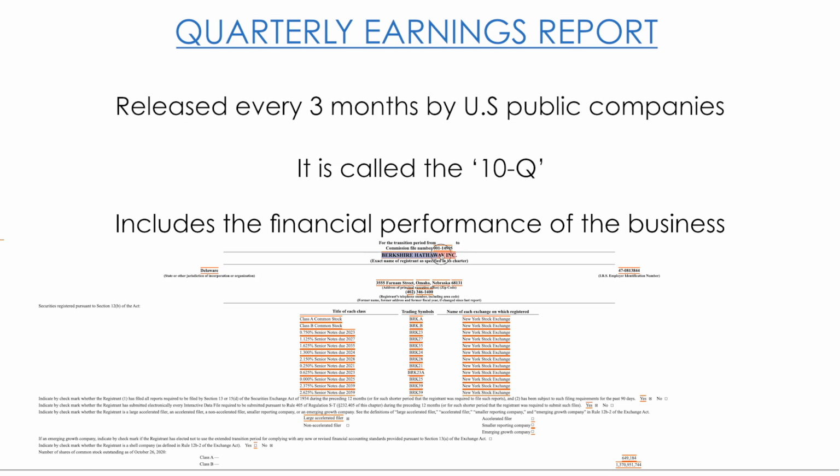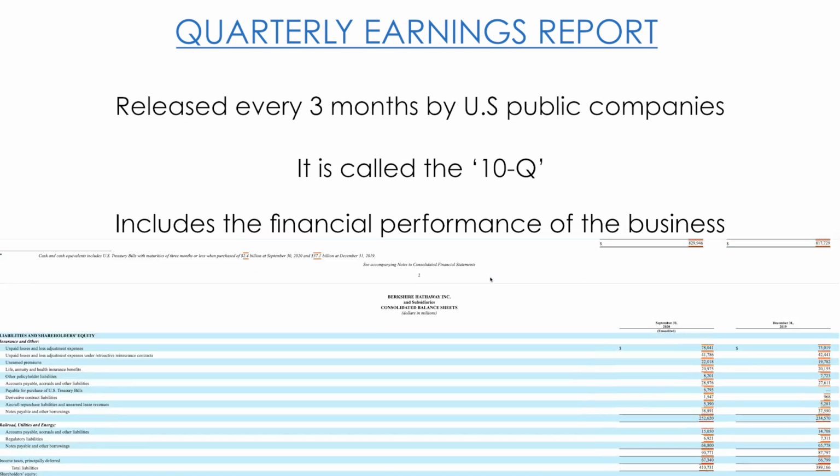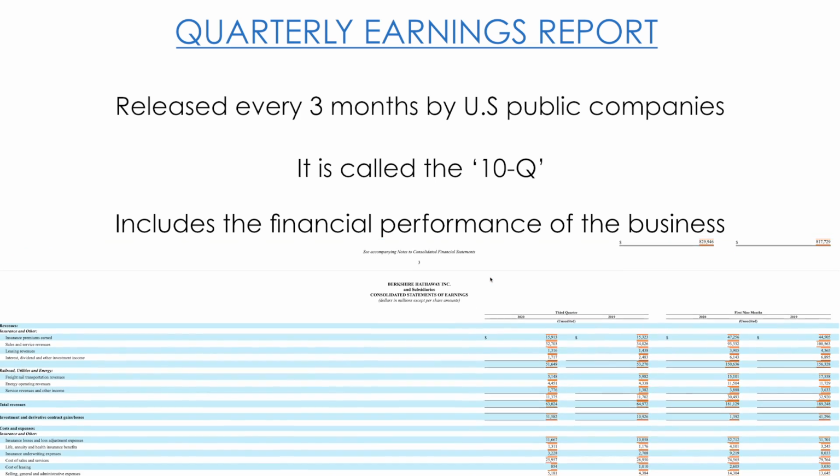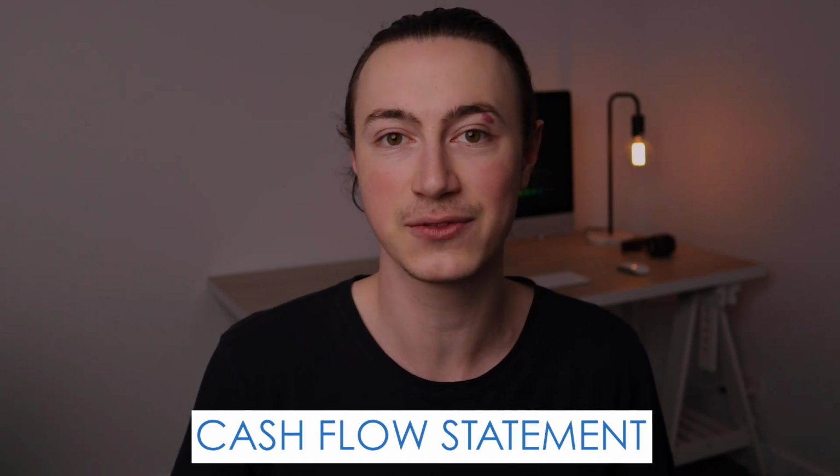First of all, I just want to explain where I'm getting the data from that I'm using in today's video, and that will help you be able to find this data for any public company that you're looking to analyze. Every quarter, US public companies release a quarterly earnings report called a 10Q, which includes the financial performance of the business over the past 3 months. And within this 10Q, the quarterly filing, we can find a financial statement called the cash flow statement.